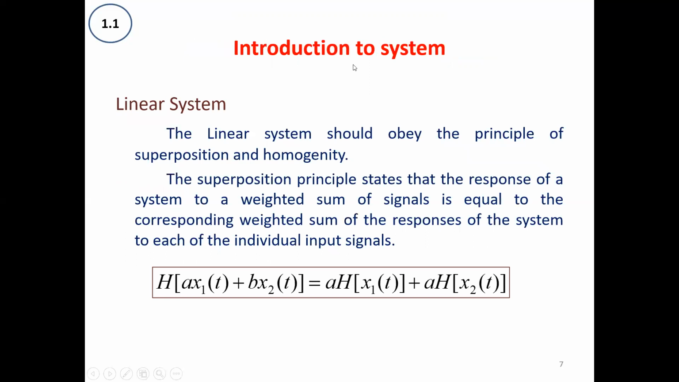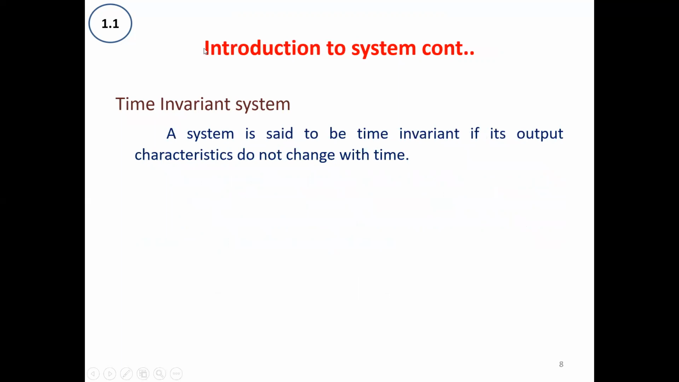So next one is we are having linear system. What a linear system is: by the superposition principle, the response of the system to a weighted sum of signals is equal to the corresponding weighted sum of the responses of the system to each individual input signal. So here we are going for superposition and homogeneity. So here h of a x1 of t plus b x2 of t is equal to a h x1 of t plus b h x2 of t.